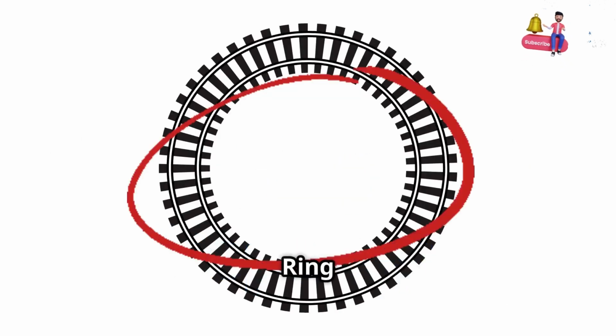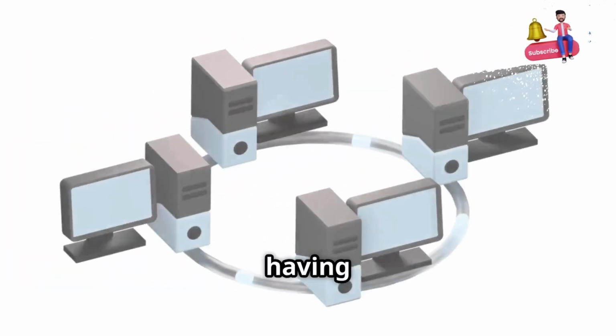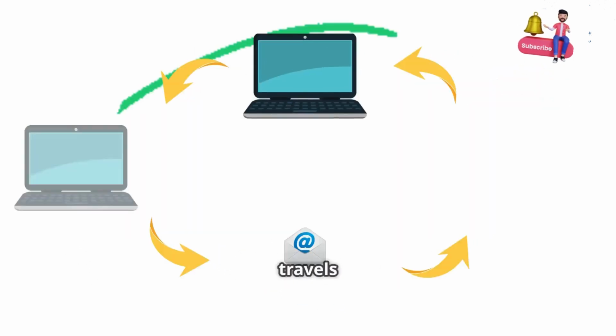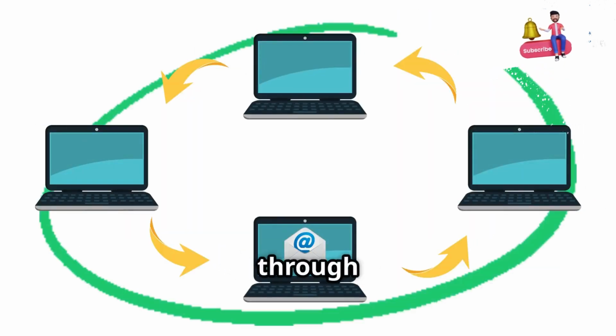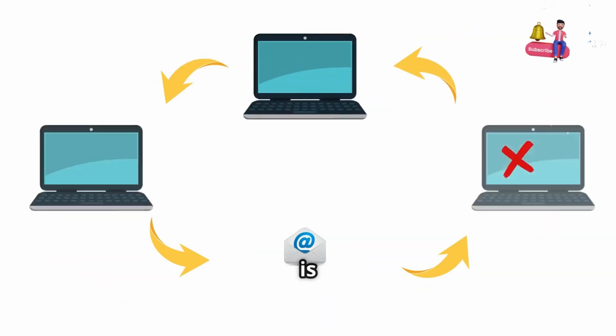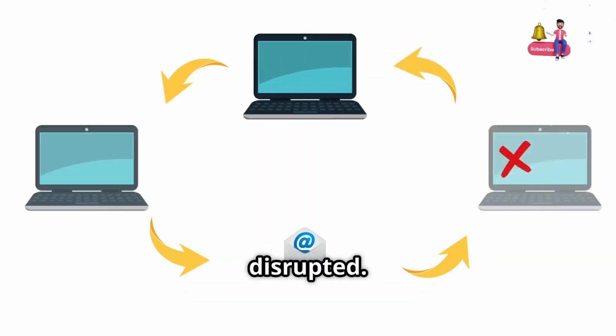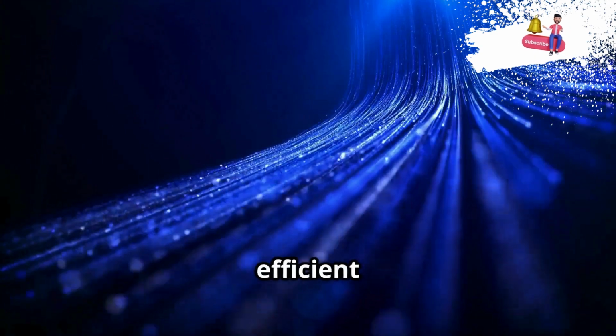Lastly, we have the ring topology. Visualize a circular track. Devices are connected in a circular loop, with each device having exactly two neighbors. Data travels in one direction, passing through each device until it reaches its destination. The downside is that if one device or connection fails, the entire network can be disrupted. Despite this, the ring topology is efficient for networks that need an orderly and structured data flow.